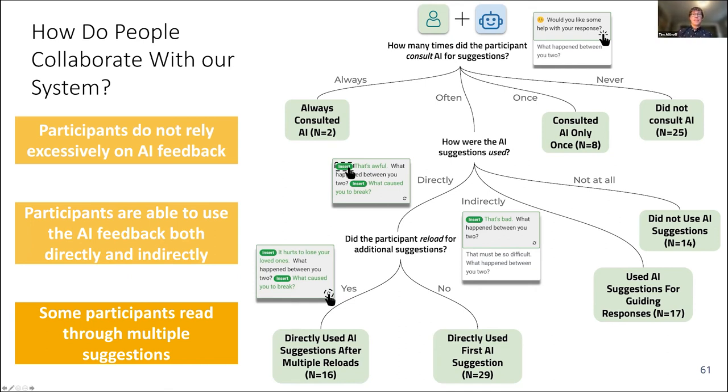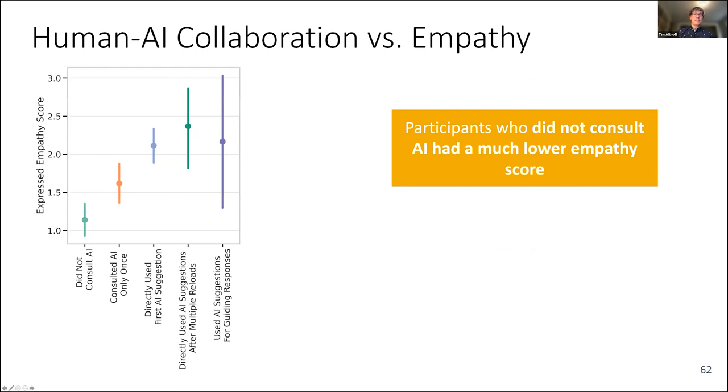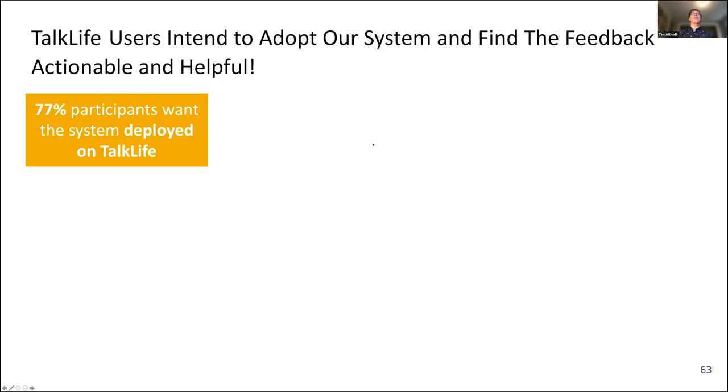And it is interesting that the more you use the feedback system, the higher the level of expressed empathy actually is. So the people that did not consult this feedback had the lowest level of empathy, on par with about the average on the platform. But as you go from left to right, the more you use the system, the higher the levels of empathy were. This was not randomized, so there could be some selection effect.